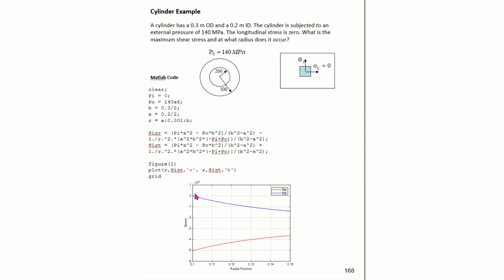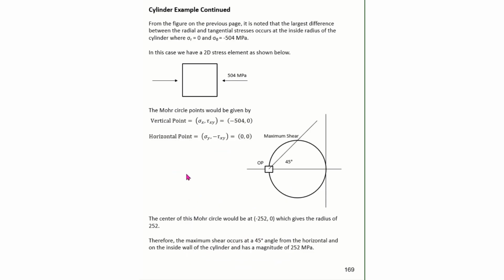So what I want to do is plot a stress element where I have this radial stress and this circumferential stress. Doing that gives me a stress element that looks like this. I have a zero radial stress, so a stress going up in this direction would represent the radial stress, but at zero. I compute my circumferential stress at that point to be 504, and it's negative, so it's shown in compression.